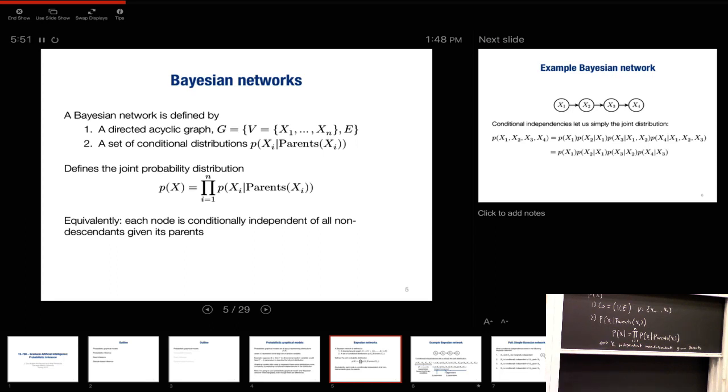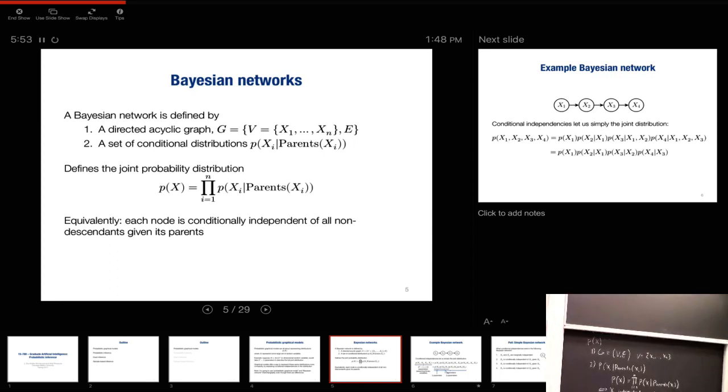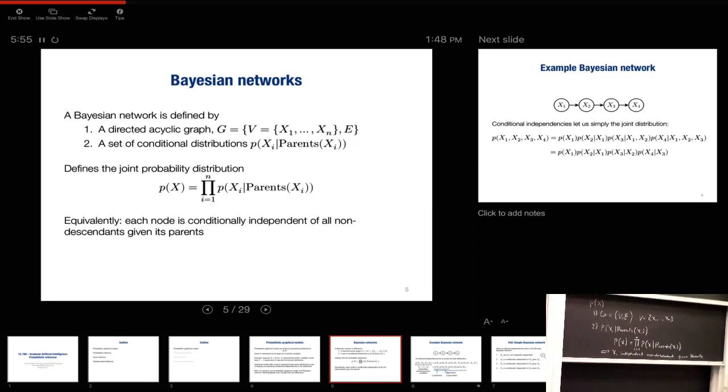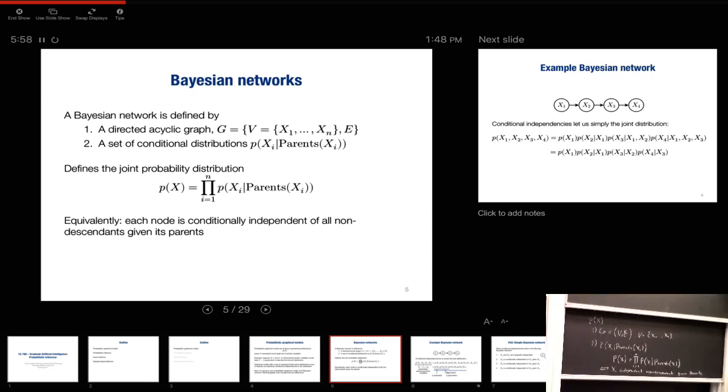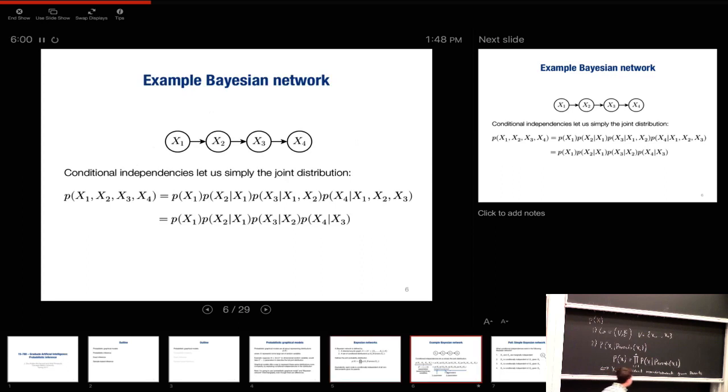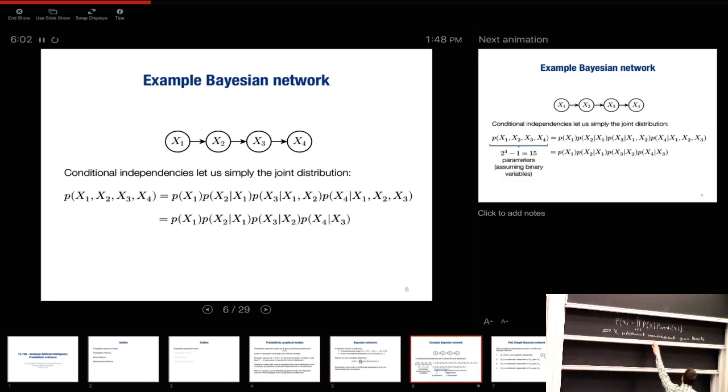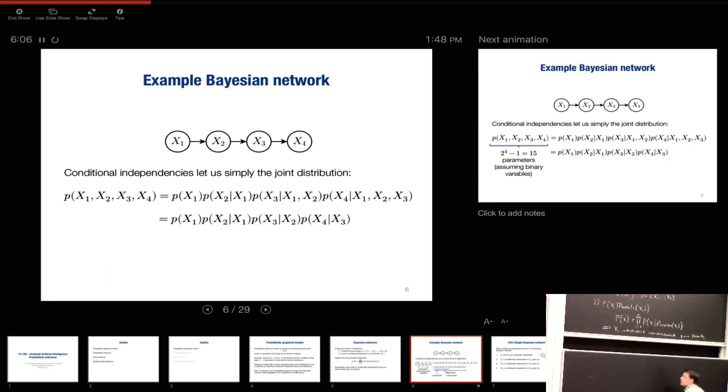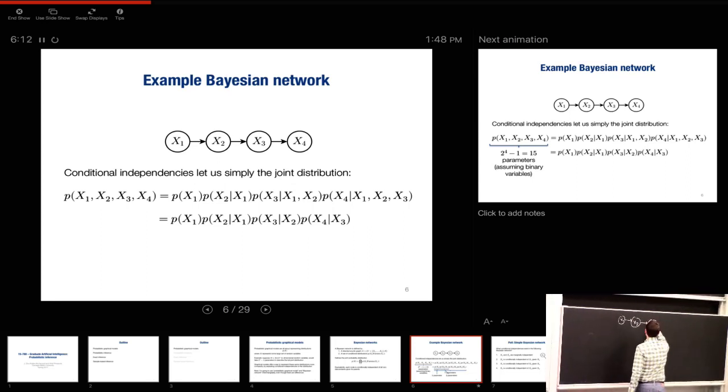So let me give an example now, because I think it's much clearer from an example than from these definitions. So let's talk about a chain network like this. I'll draw it. This is an example of a Bayesian network where we have 4 variables and this graphical structure.